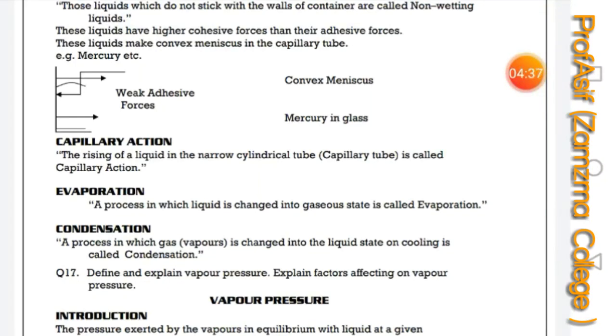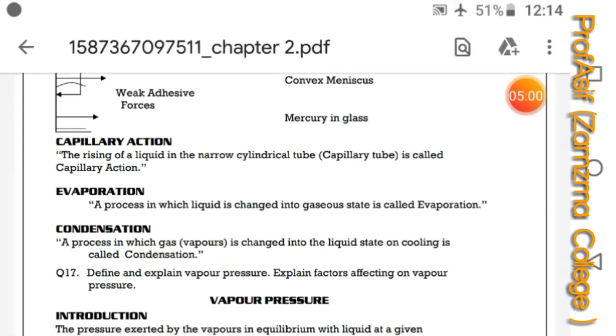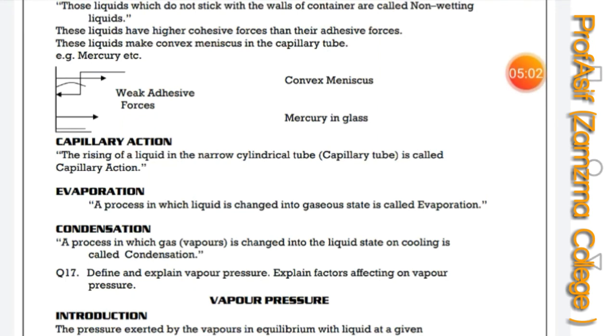Capillary action, the rising of a liquid in the narrow cylindrical tube, that is capillary tube, is called capillary action. Do remember, capillary action is actually done against the gravity due to the external pressure. That's why liquid can flow against the gravity. All plants take water through this capillary action.